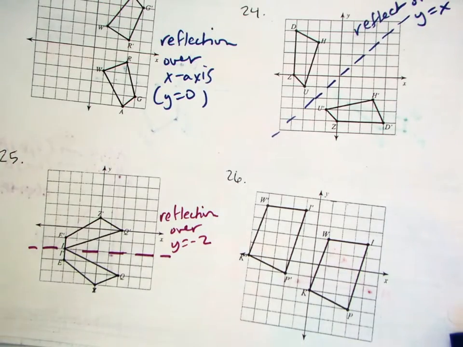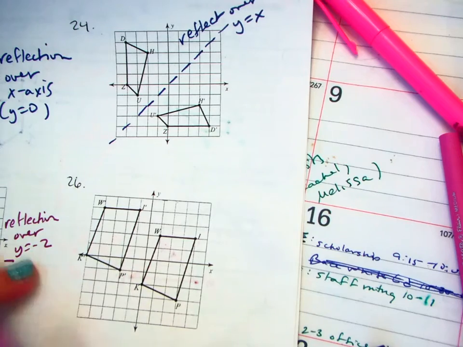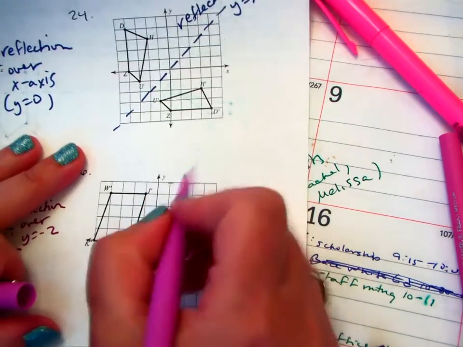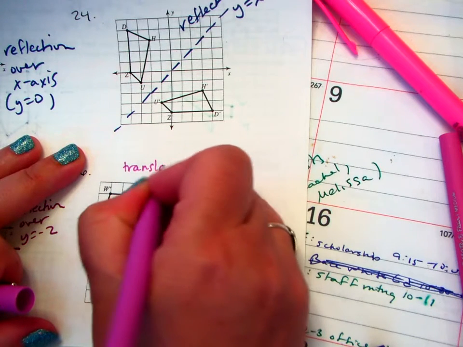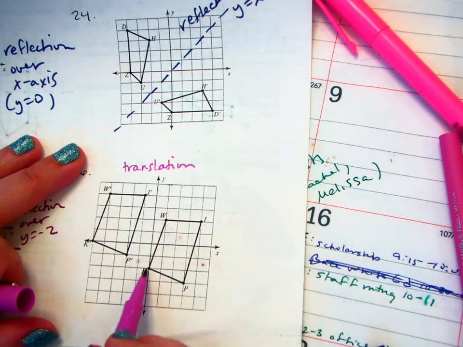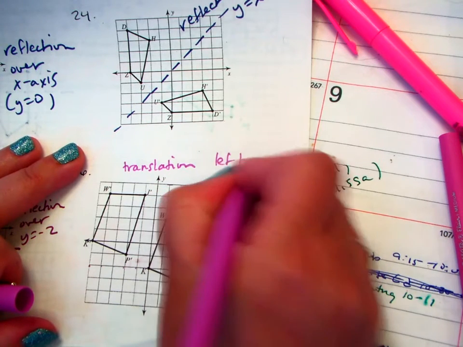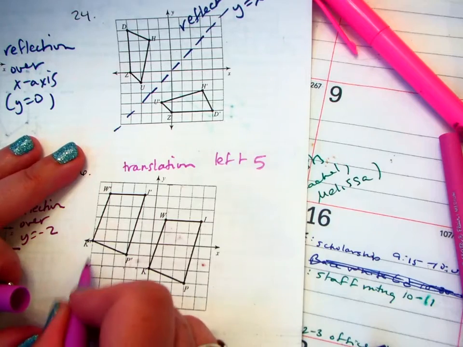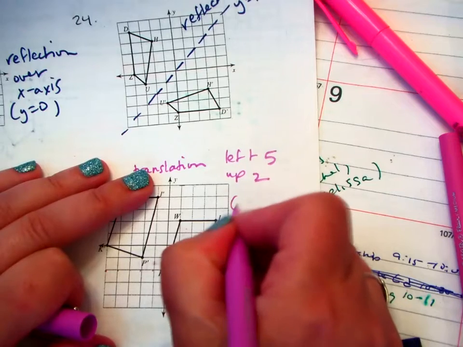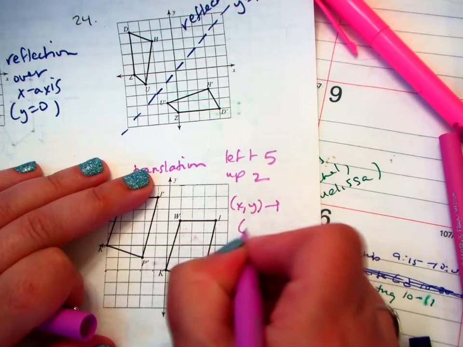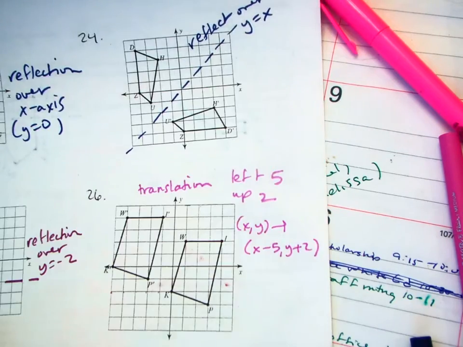All right, and last but not least, this one here looks like it's going to be a translation because it's going to move over and up. So maybe this time I'll say translation, and I'll just count 1, 2, 3, 4, 5. So it looks like left 5 and up 2. It would have been okay for you to say that, or you could have just said x, y goes to x minus 5, y plus 2. Those are both fine.